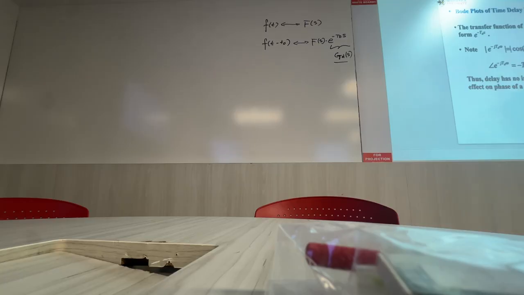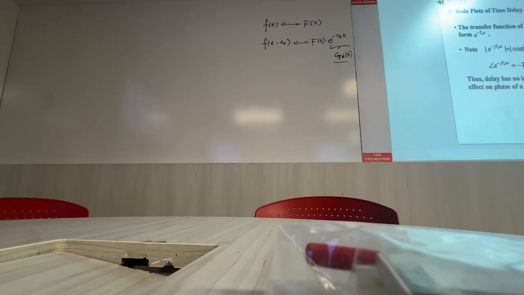Okay? Then when we look at its phase, it has a significant contribution. Its contribution is minus TD radians per second. And then you convert it into degrees, you have to use 180 degrees divided by pi. So this is in degrees. So you can see that this is negative. That means drag down. And then when frequency increases, this is going to be a very, very negative value.